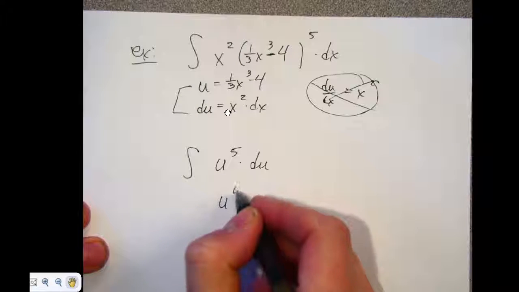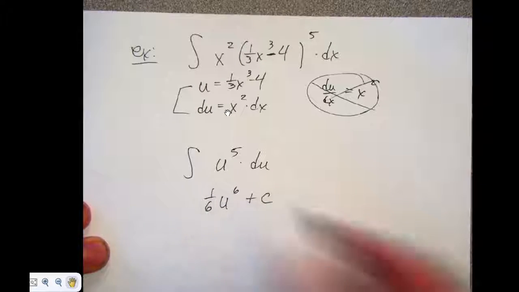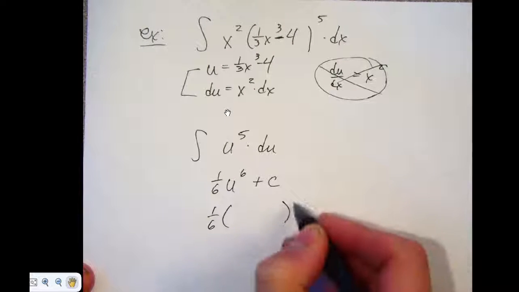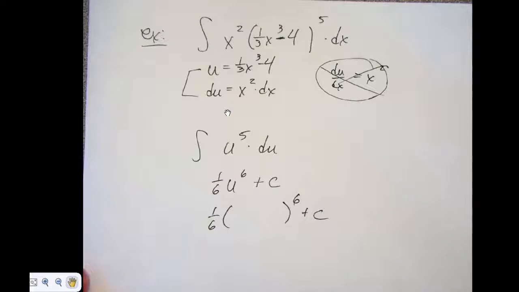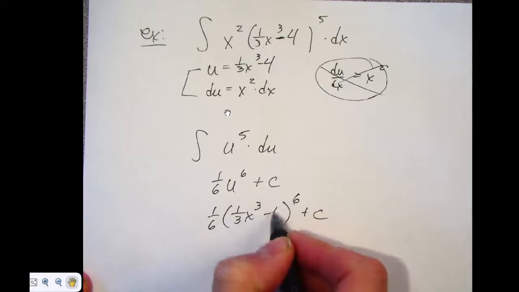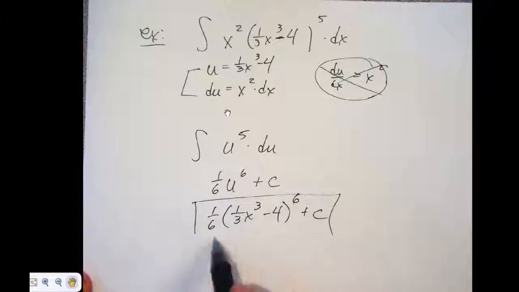So add 1 to the power, multiply by the reciprocal, toss a plus c on there, then plug your x's back in. So what was u in the first place? It was 1/3 x to the third minus 4.